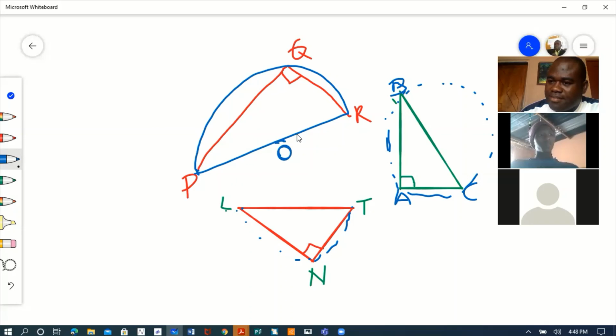Am I making sense? Yes, sir. This is the hypotenuse. So whenever you see a right angle triangle, that hypotenuse, if you divide it by 2, that will take you to the center.